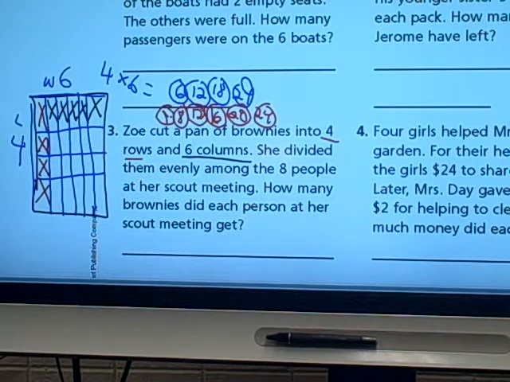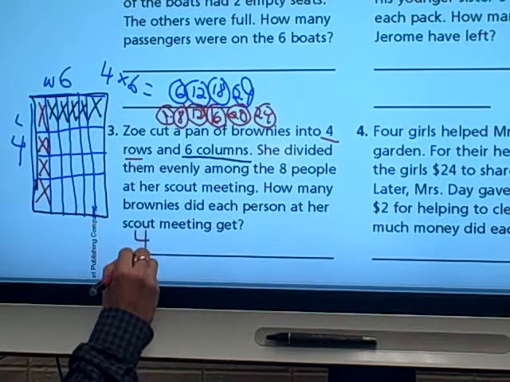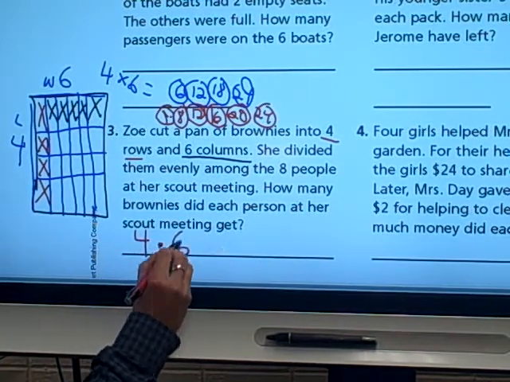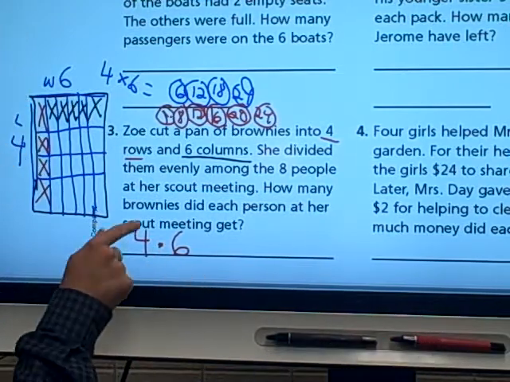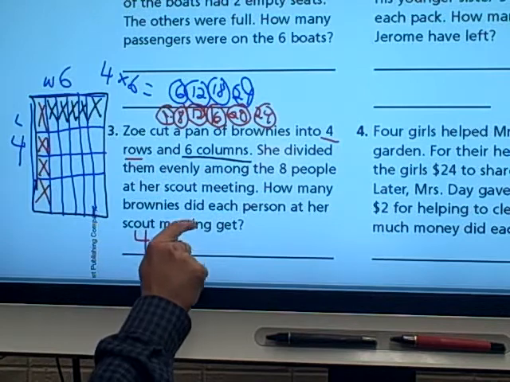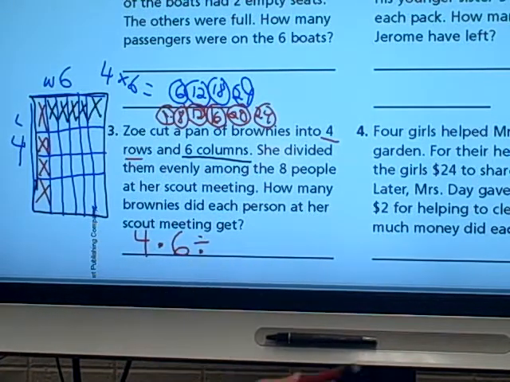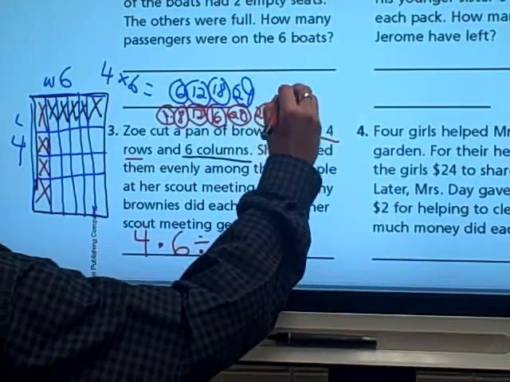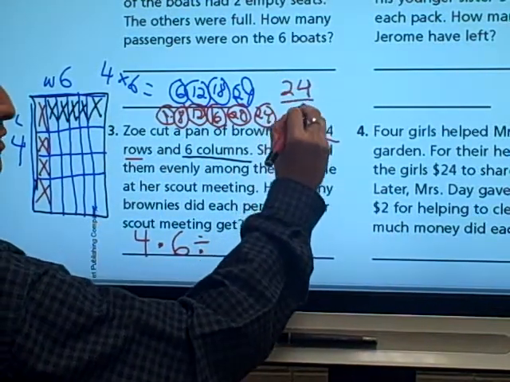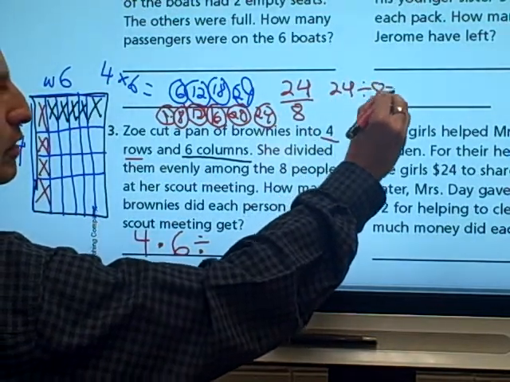But I'm not done yet. So at least I'll write my problem here. 4 times 6. But now I have to figure out the rest of it. I have to divide them evenly among 8 people. Divide by 8. So I know 4 times 6 is 24. Now I just have to do 24 divided by 8.